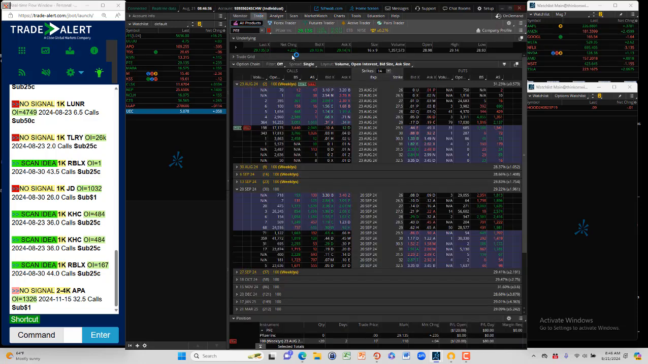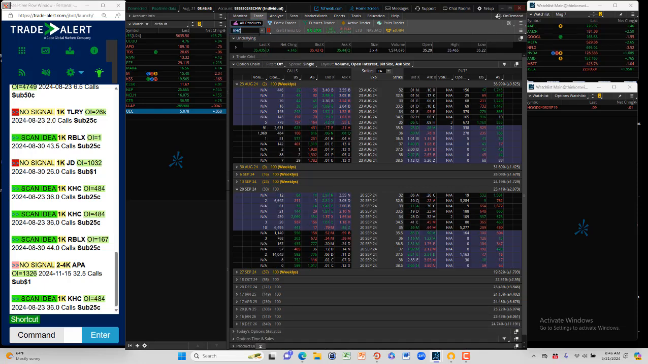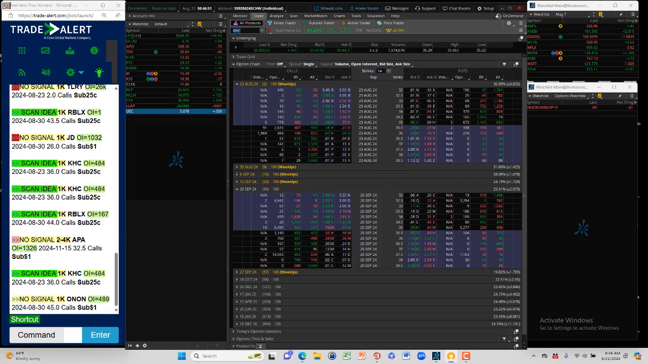So I'm down about 370 bucks right now, mostly in Macy's. Rivian moving higher. More Kraft calls being bought, guys. Kraft 36s, 7 cents. I'm not going to take these. KHC 8/23, 2024, 36 calls for 7 cents.